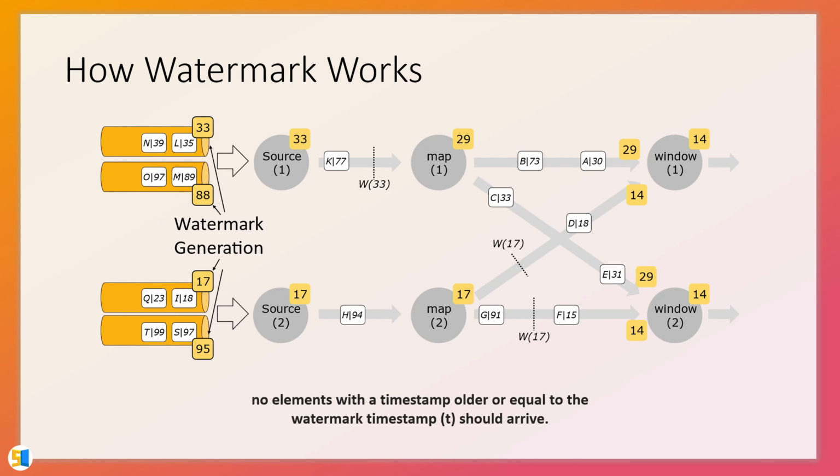How does a watermark work? A watermark is basically a timestamp that is added to the data stream. So these are the watermarks that Flink added to data streams at certain points. It flows through the operators, right? It flows through the operators and tells each operator that no elements with a timestamp older than or equal to the watermark timestamp should arrive. Okay.